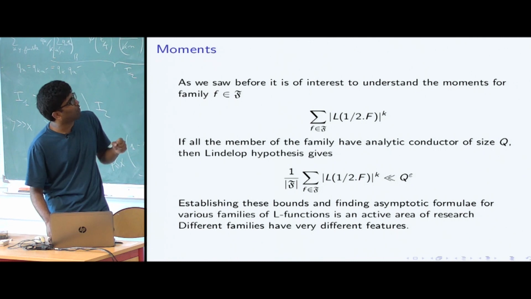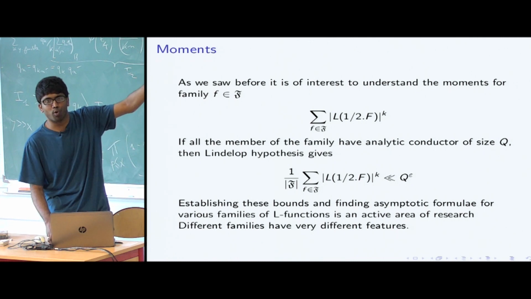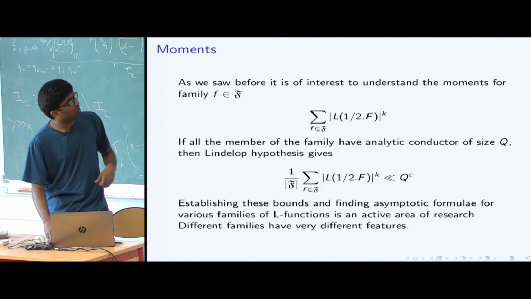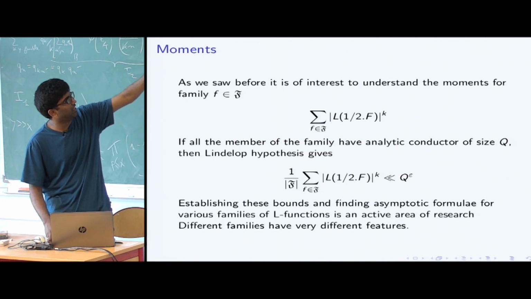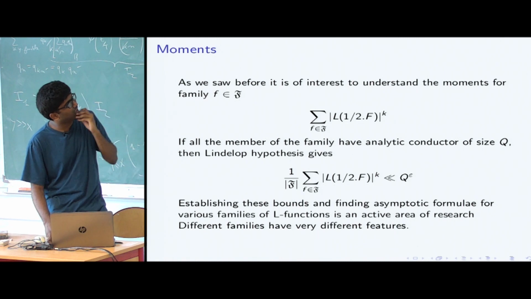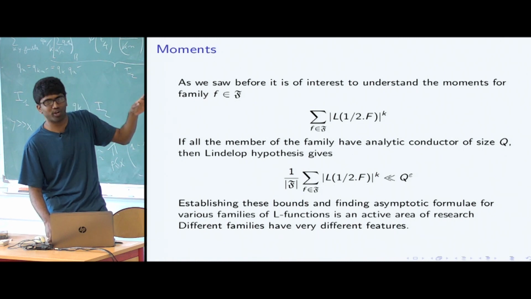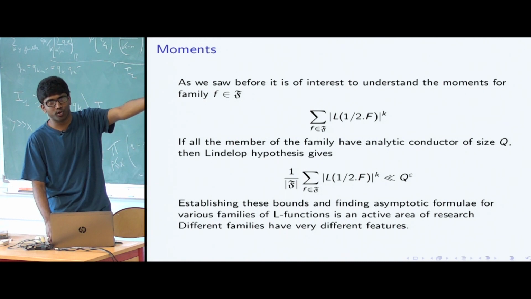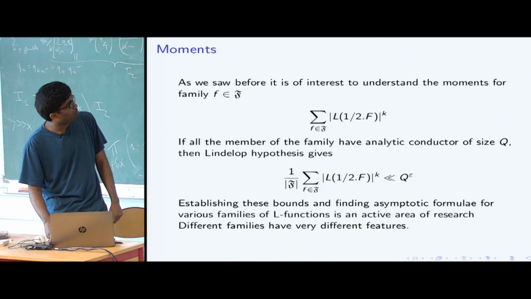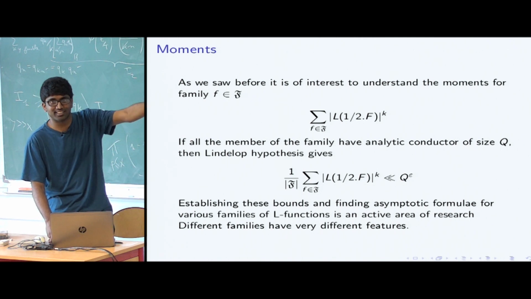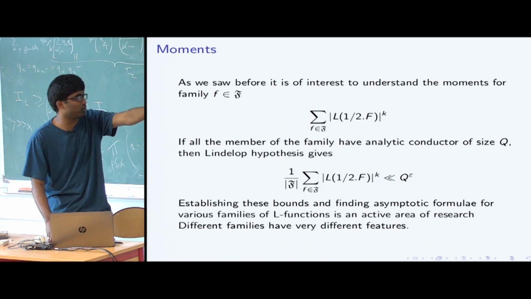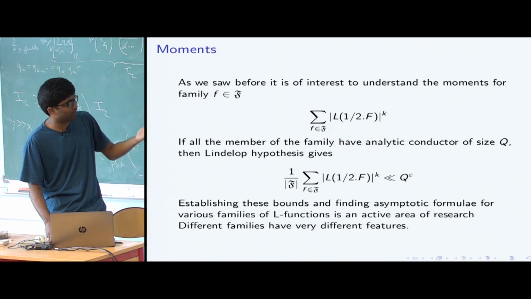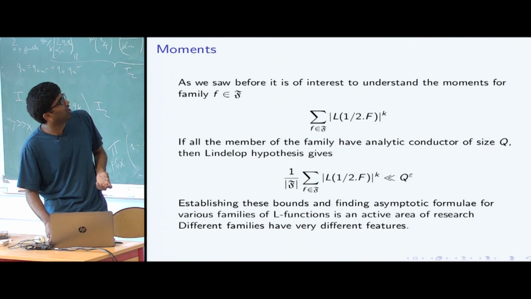That's for individual bounds. Now, if you want to bound moments in a family, because we believe that each L value is like q to the epsilon, the average value of any moment should also be q to the epsilon. So establishing bounds on average values or asymptotics of these moments for different kinds of L-functions is a very active area now.